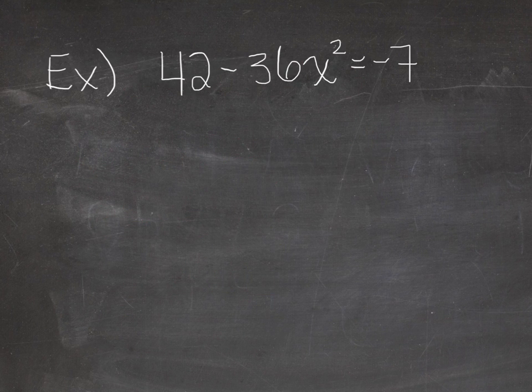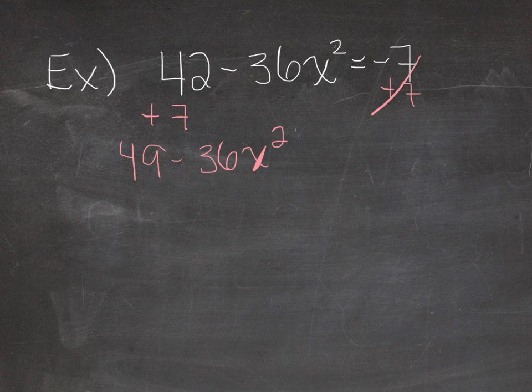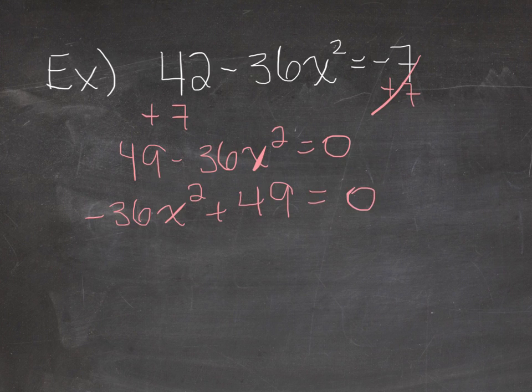So 42 minus 36x squared equals negative 7. Right now that maybe doesn't look like a difference of squares, but let's rearrange it, bring everything over to the left-hand side and see if it is. I'm going to bring the negative 7 over, so it'll be plus 7 on both sides. So I'll have 49 minus 36x squared equals 0. It's starting to look a little bit better, and now let's write the x squared term first, in descending powers of x. So negative 36x squared plus 49 is equal to 0.